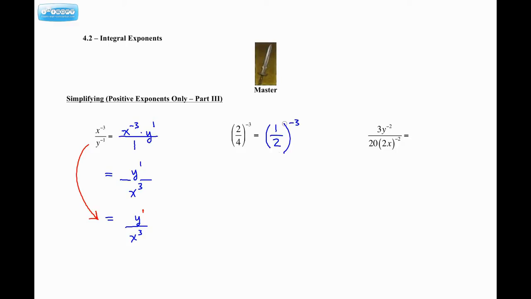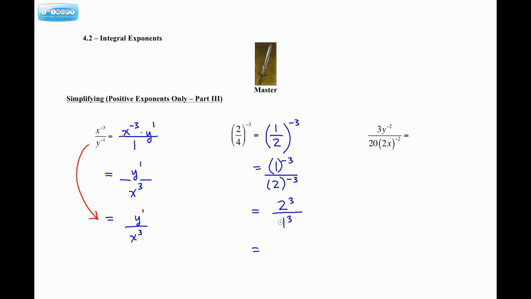Now we've seen before what happens when we have a fraction being raised to an exponent. All it means is we have the numerator and the denominator being raised to that same number, negative 3, separately. Well, now I can treat this example just like this one over here. They just swap. So this becomes 1 cubed down here, and this at the bottom becomes 2 cubed up here.